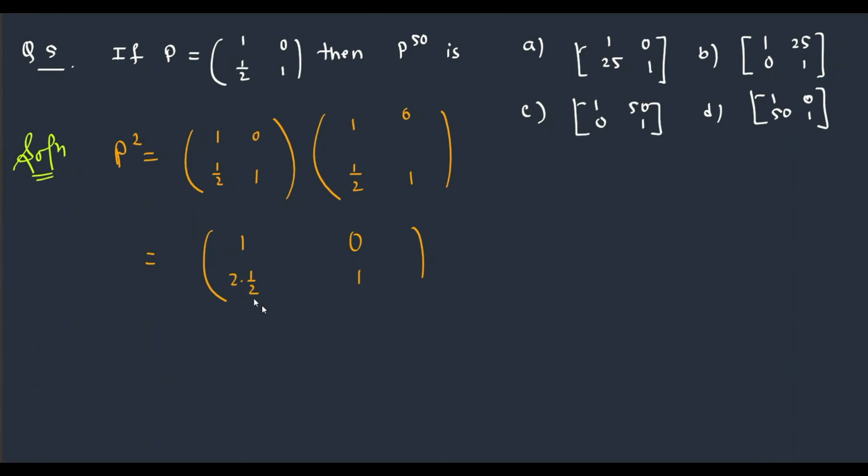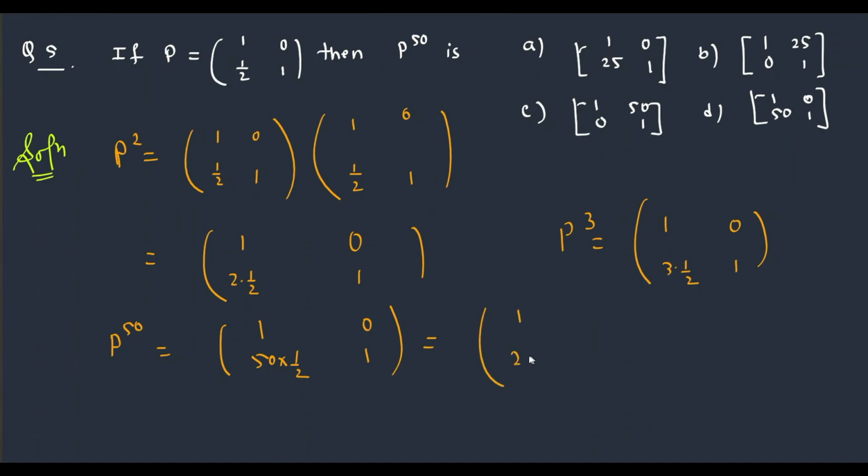So now if it is P2, then the number half is multiplied by 2. If you find out P3 also, then you can really observe the pattern. It is 1, 3 times half, 0, and then 1. So if it is P50, it will be 1, 50 times half, 0, and then 1. So that means 1, 25, 0, 1. Clear? So this is the correct option.